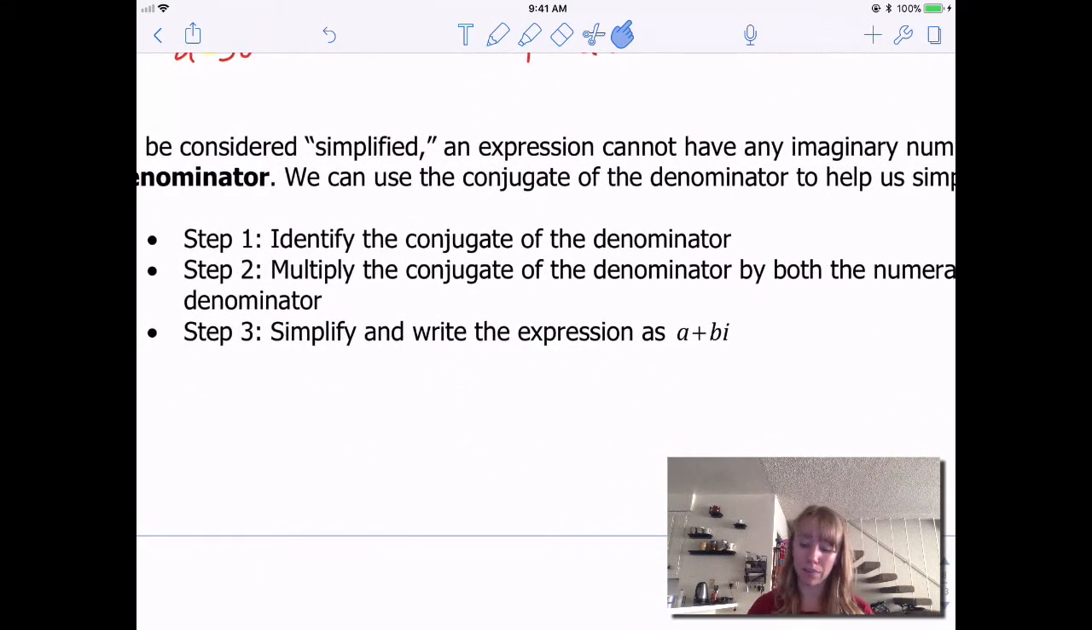So I've got a couple steps. The first thing I'm going to do is see what the conjugate of the denominator is. Then I'm going to use the conjugate to get rid of all of the i's in the denominator, just like we saw in number 9, using the conjugate. And then step 3 is simplifying that expression.